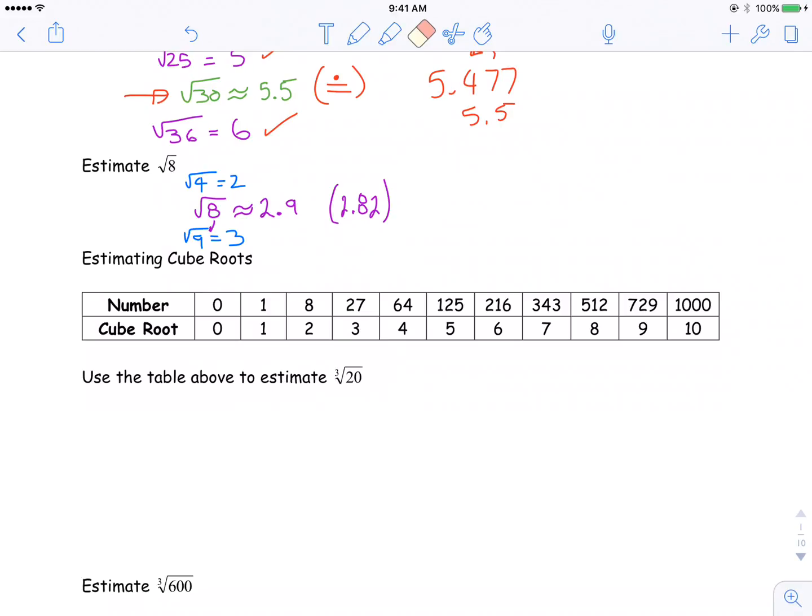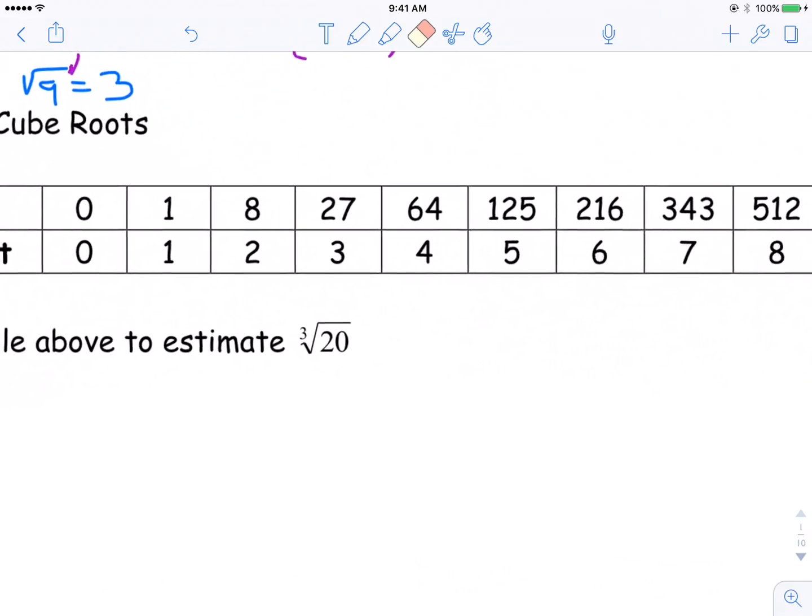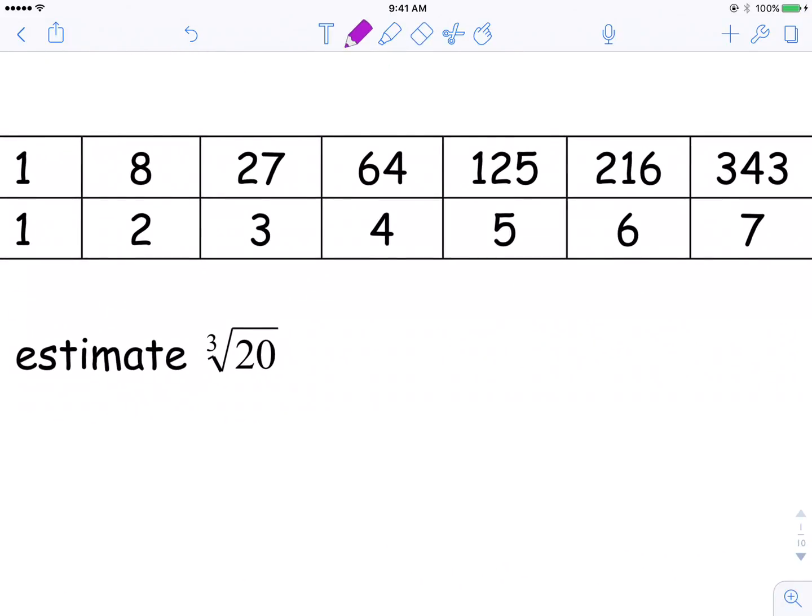Now again, we use this table to estimate cube roots. You'll see that with our cube root, we now have this 3. This 3 tells us we're looking for the cube root. If I had a 4 on my radical sign, I'd be looking for the 4th root. If I had a 5, I'd be looking for the 5th root. We'll talk more about those roots and how we can work with them a little bit later. But you're fairly familiar with cube root and square root right now, so we'll just leave it at that.